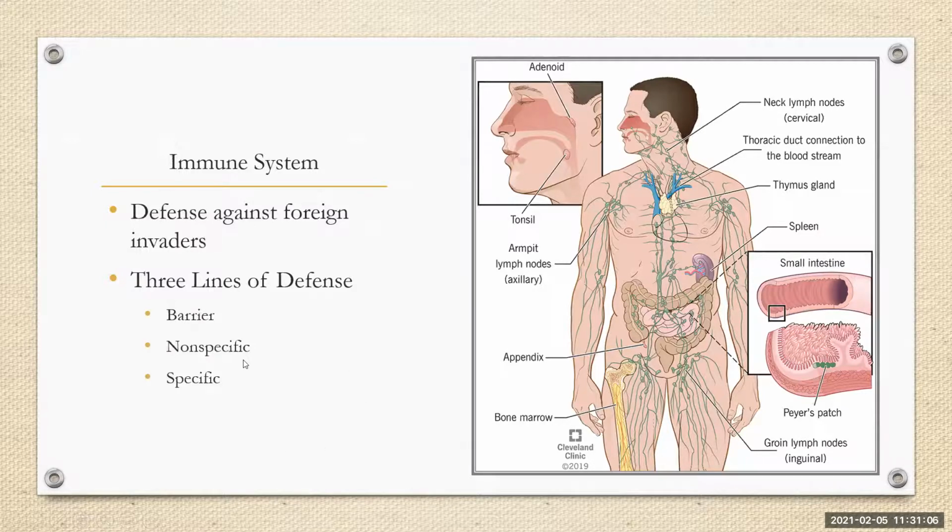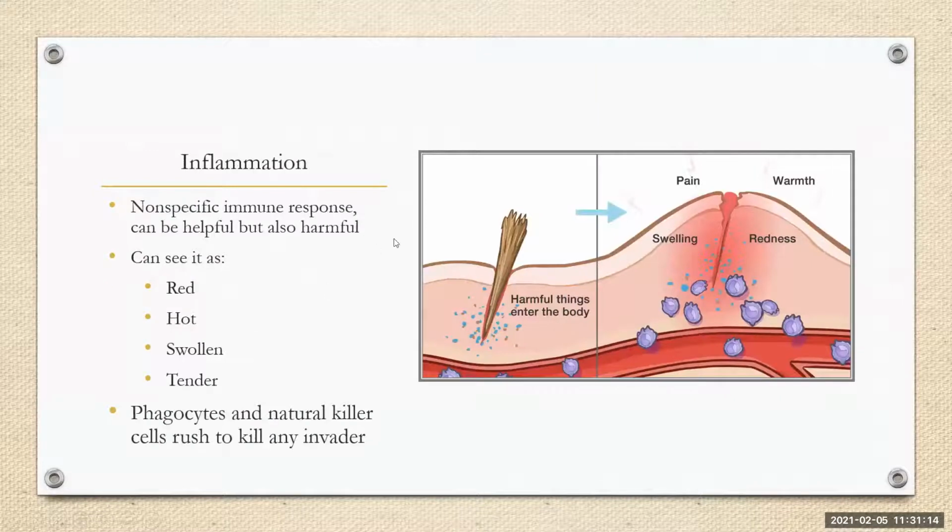Then you have non-specific. Non-specific is just an immune reaction to anything harmful or foreign in the body. It doesn't really know what it is. It's just attacking it because it's unknown. You'll usually see a non-specific attack in the form of inflammation. Inflammation is usually red, hot, swollen, and tender. What they're trying to do is remove the infection and stop any other bodily harm that's occurred in the wound. Usually the white blood cells responsible for this are called phagocytes and natural killer cells.